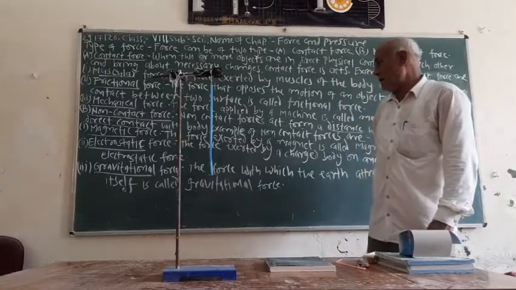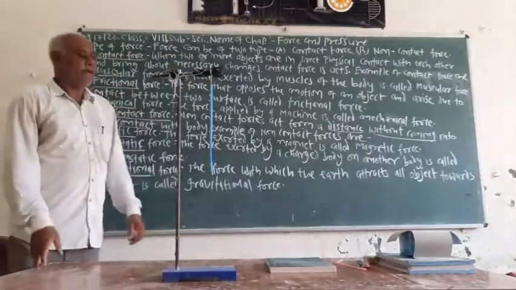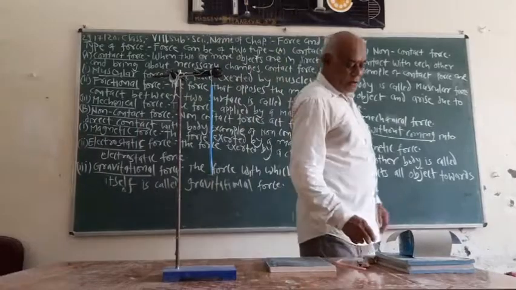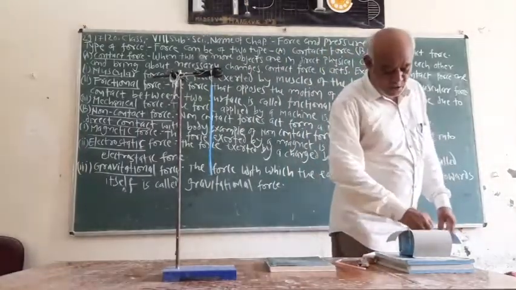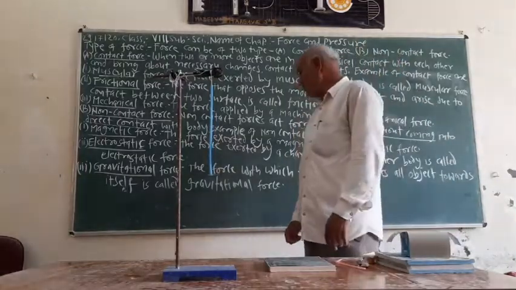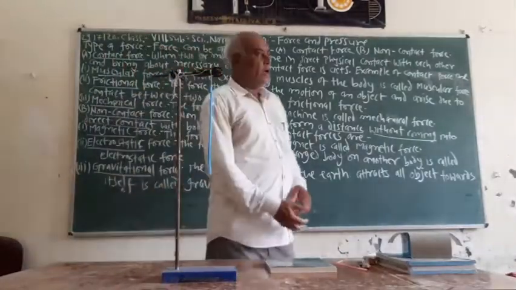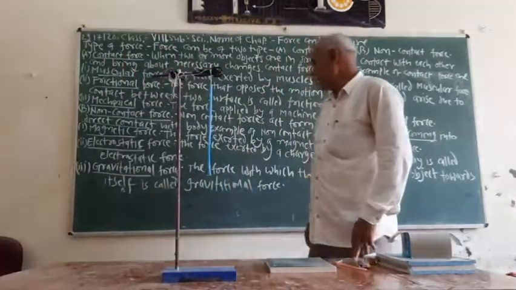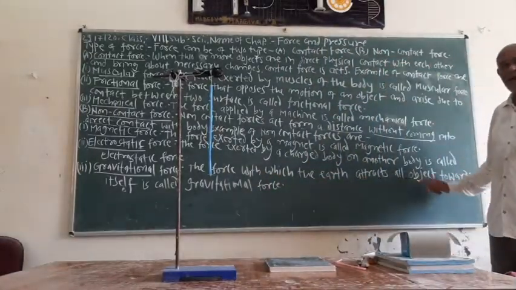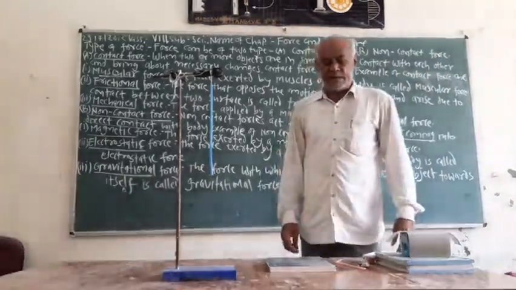Another example of non-contact force is gravitational force. We see that all objects, or falling objects, come towards the surface of the Earth. It means that the Earth attracts all objects towards it, which is called gravitational force. So the force with which the Earth attracts all objects towards itself is called gravitational force.